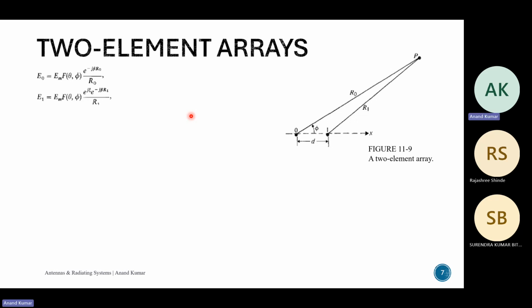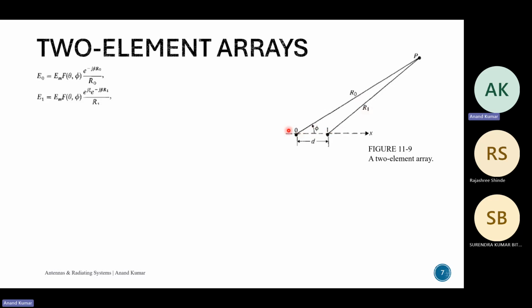So we did two element arrays in the last class, and I have prepared a one slide review of what we did, all the math that we did. We had this setup for two Hertzian dipoles, two elemental dipoles, which are radiating, and we're calculating the effective electric field due to these two elements of the array, at a distance of r0 and r1 from elements 0 and 1.